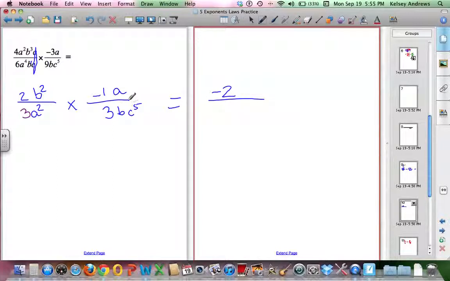Ms. Conley, do you care which order we put the letters in? Not really, but I usually put them in alphabetical order. So I would write the A first and then the B squared.